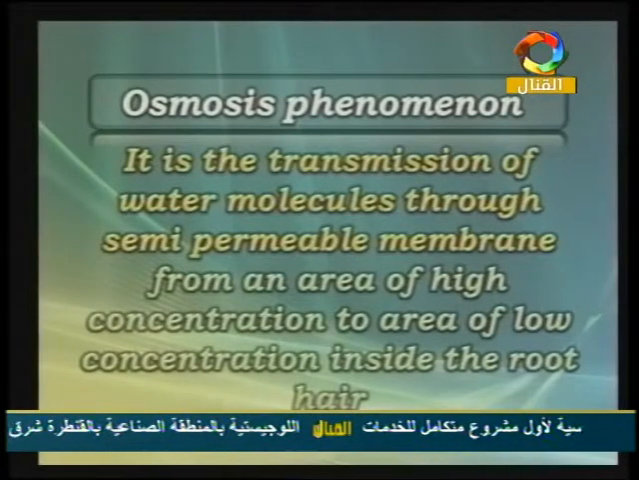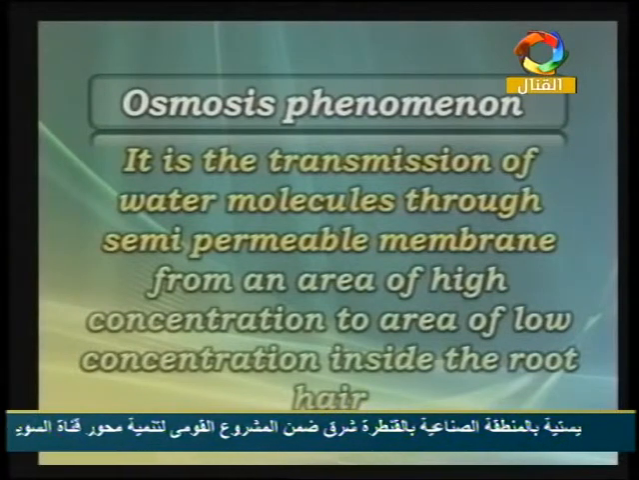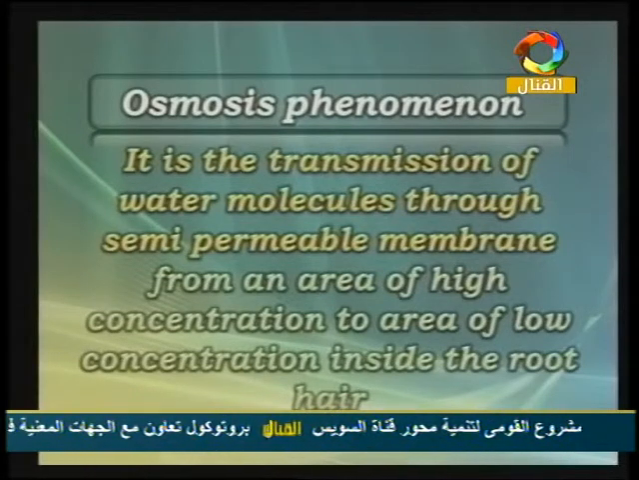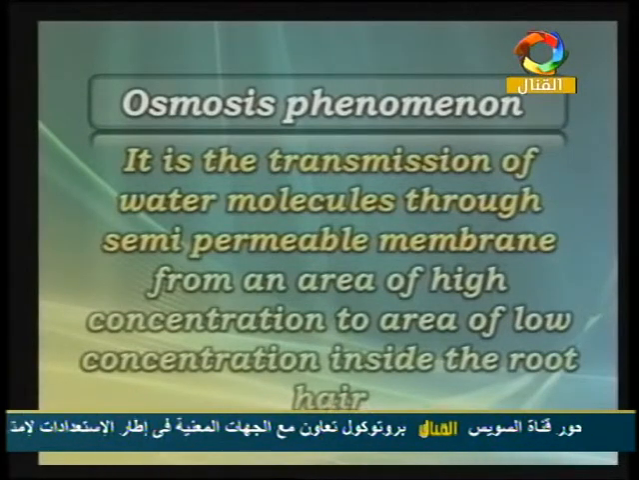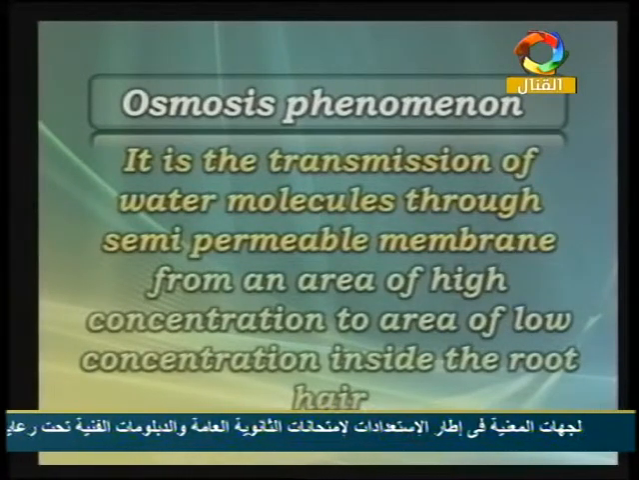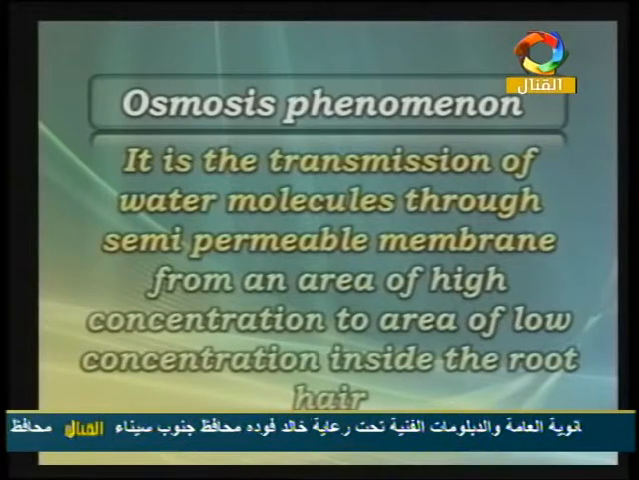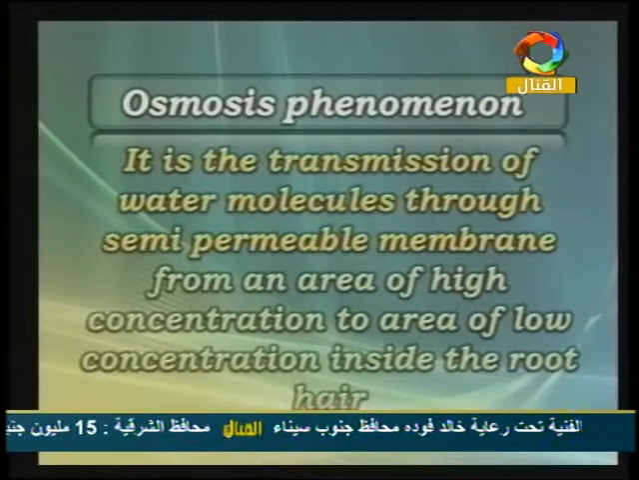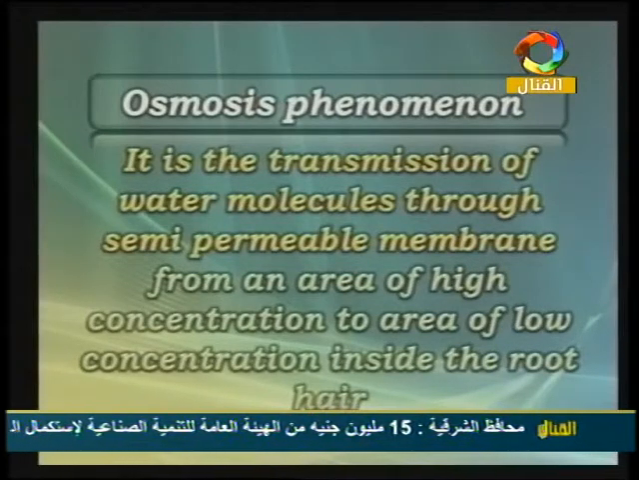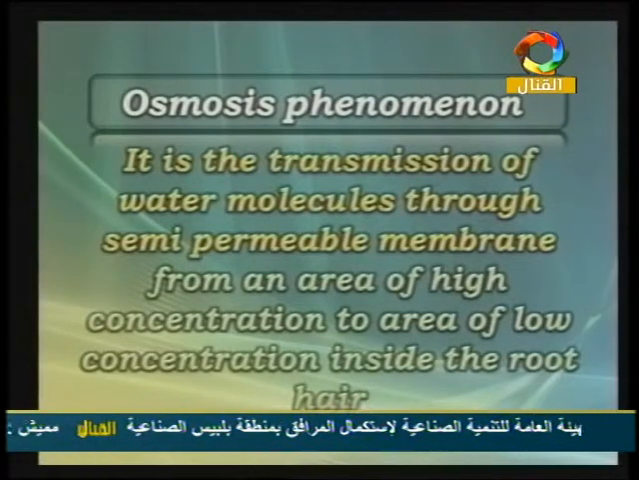Osmosis phenomena, it's a type of transmission of water molecules through what? Through semi-permeable membrane, and we know this one. But from high concentration of what? We have concentration of juice to low concentration of juice. So the high concentration, it's found in the soil. Low concentration, it's found inside the plant. So the plant, it moves or absorbs these parts or this solution from the soil to make photosynthesis process. It needs these parts. It absorbs water, absorbs carbon dioxide, and absorbs sunlight.